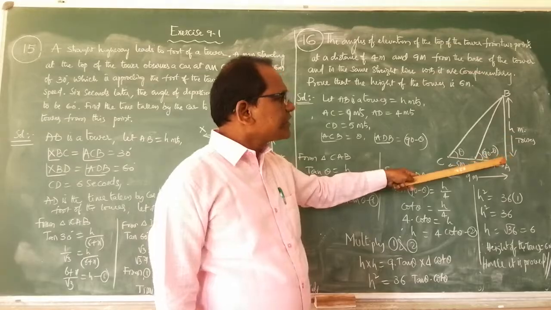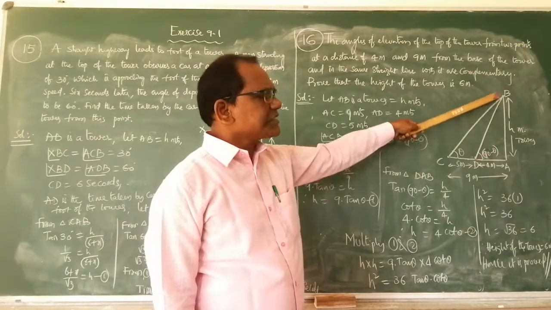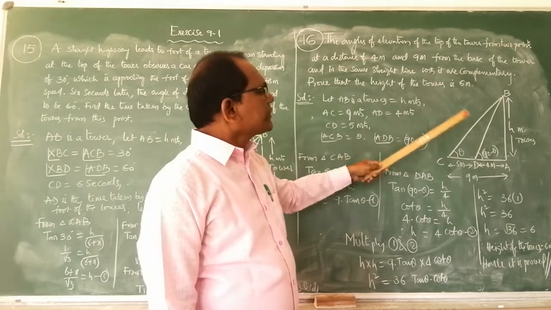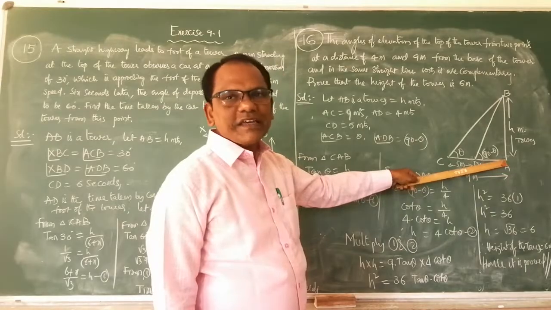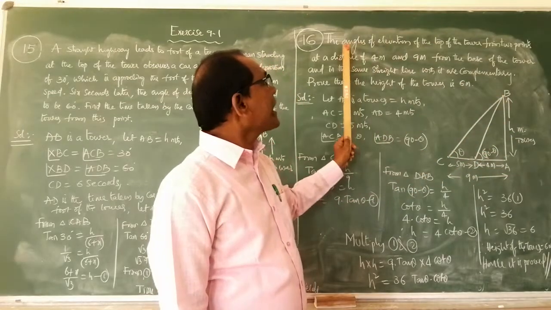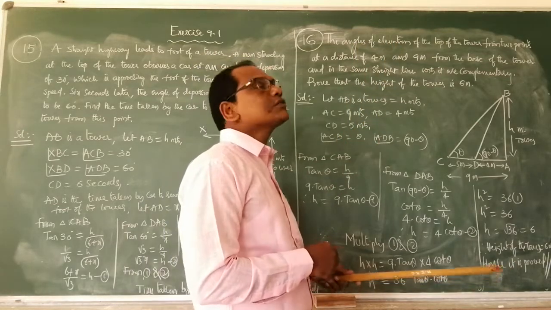Let A be a tower of h meters. One tower is there, a tower of h meters. Where is the base of the tower? A is the base of the tower, B is the foot of the tower. Now, angles of elevation means we have to raise our head to look at the top.